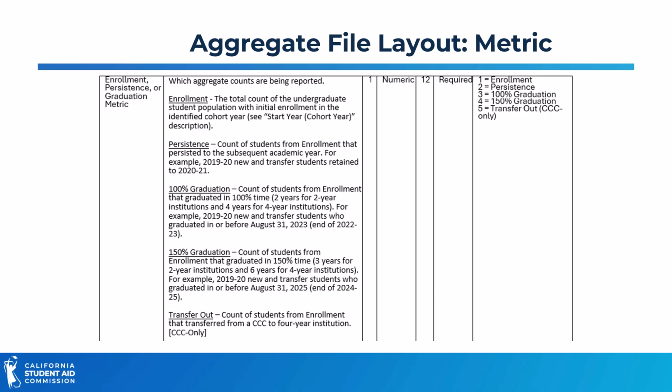The metric identifies which count is being reported on that line of the file, including enrollment, which is the starting cohort count, persistence from year 1 to year 2, and how many students graduated within 100% or 150% of the time. Those who graduated in 100% of the time should be included in the 150% count. The count in your enrollment rows will be the denominator used to calculate the persistence and graduation percentages with your persistence and graduation rows. Please note that persistence is only from year 1 to year 2 in the aggregate file.